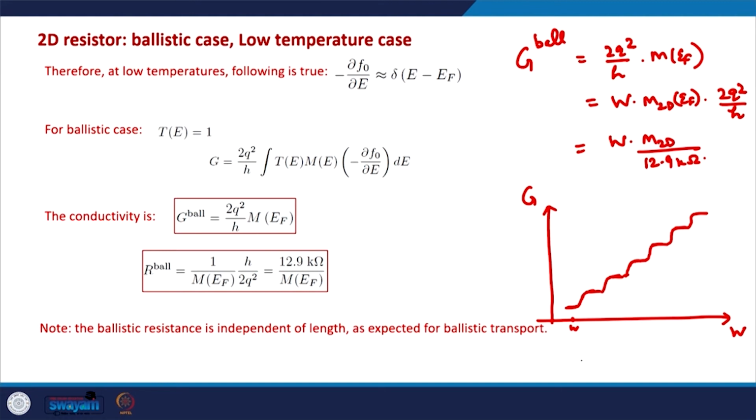And this is in direct contrast to the classical understanding which says that resistance is directly proportional to the length always, which is not the case here. Okay. So, this is our first important observation about the ballistic conductors and the resistance and conductance of the ballistic conductors.